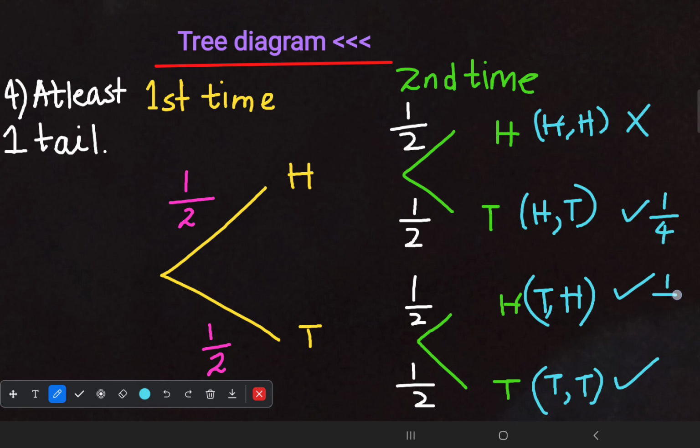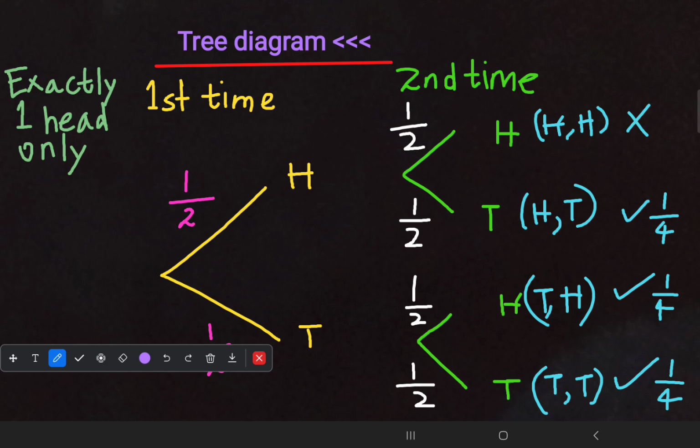Here also 1 upon 4. Here also 1 upon 4. We need these three probabilities. To finalize our answer, we have to add up all these three. 1 upon 4 plus 1 upon 4 plus 1 upon 4. So it would be 3 upon 4. That should be our outcome in this case.